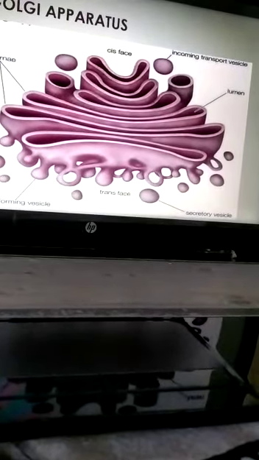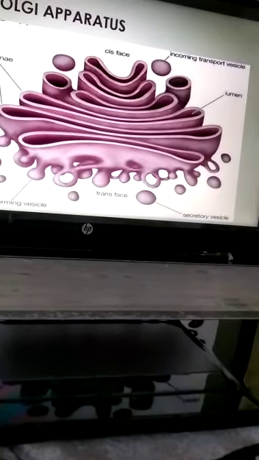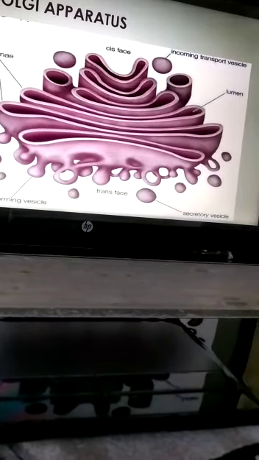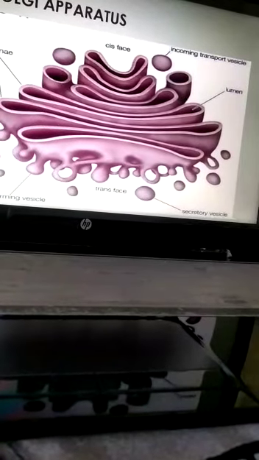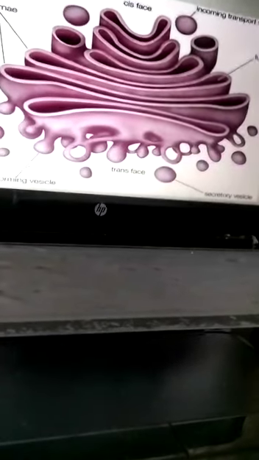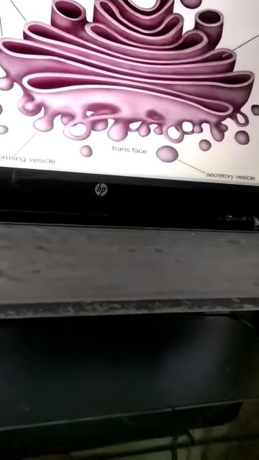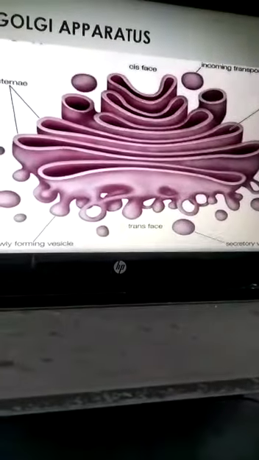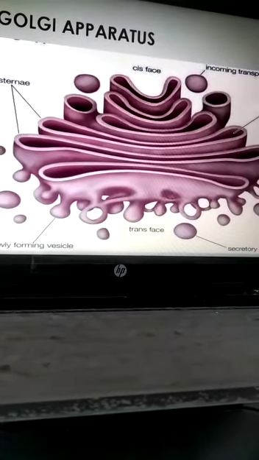Golgi apparatus is single complex in animal cells, while in plant cells it is formed of separate units called dictyosomes. Functions of Golgi apparatus. It is involved in the synthesis and repair of cell membrane. It is also involved in the formation of lysosomes and peroxisomes.